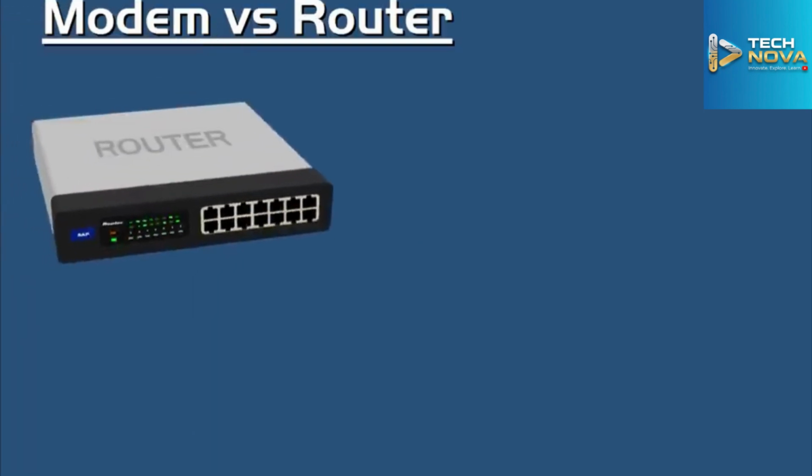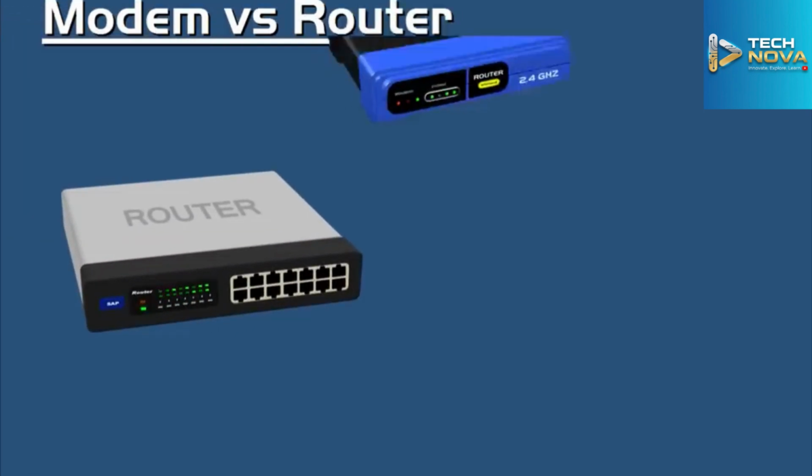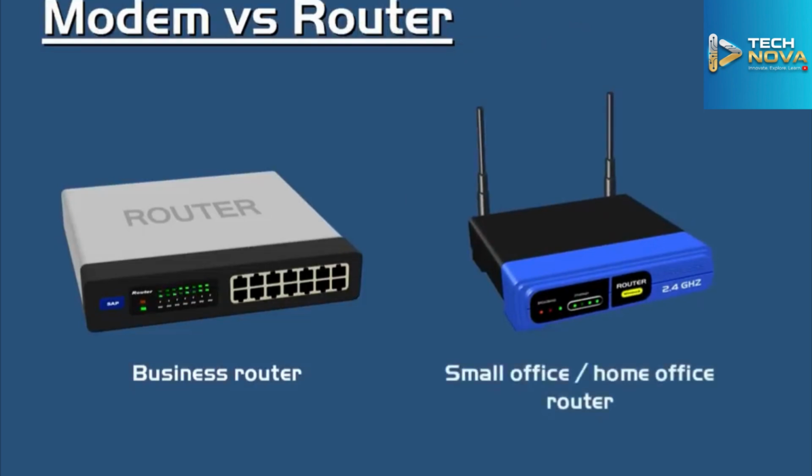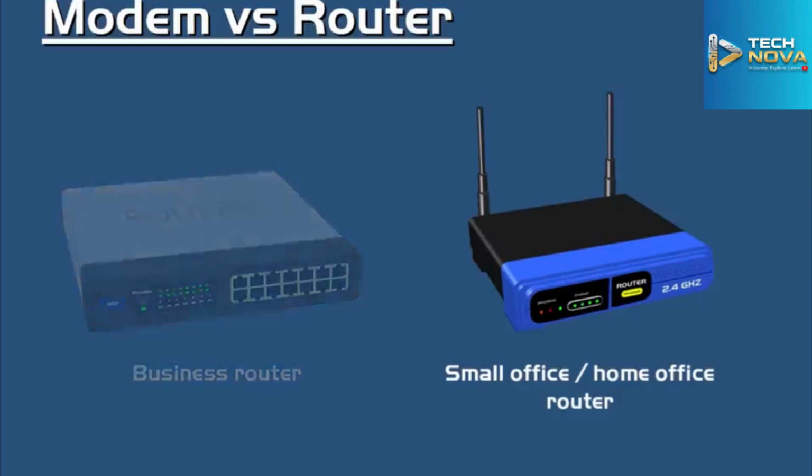Now a router comes in after the modem. Now there are different types of routers. There are routers that are used in businesses and larger organizations. And there are smaller routers that are used in homes and small businesses. But they basically do the same thing. But for this video, we're going to use the small home office router that most of us are familiar with.